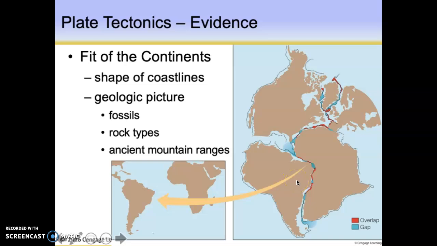So now we're going to talk about plate tectonics, and we're going to do this in two sections. The first section will look at the evidence. How do we know that the Earth's surface is made up of plates that move around and interact? How do we know that? What's the evidence?